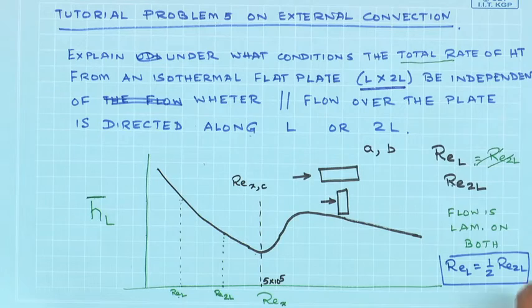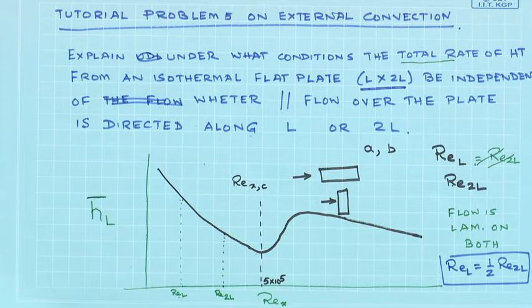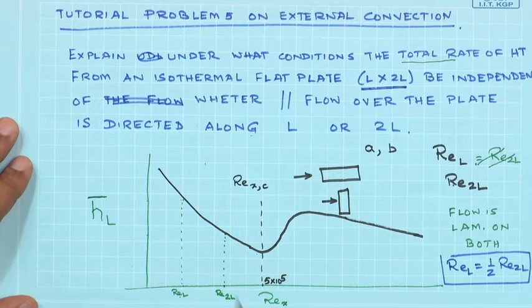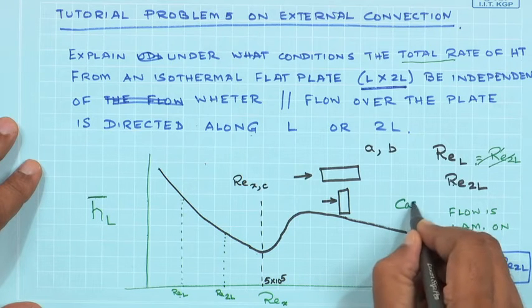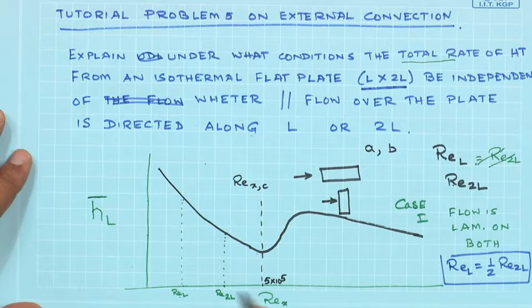So, we will never have a situation in which the flow is laminar on both the plates in both the orientations, still it is going to give you an equal value of h bar_L or h bar_2L. So, coming back to this figure, it is not possible to satisfy the equality of h bar when flows are laminar. So, this is my case 1, I will call it as case 1.